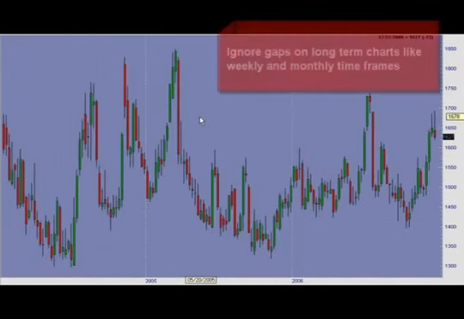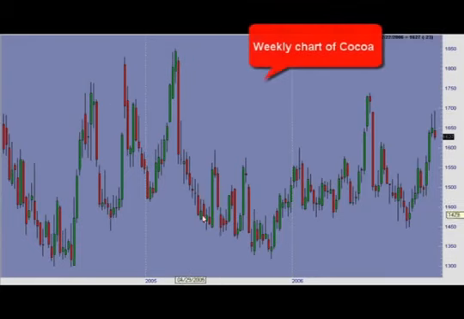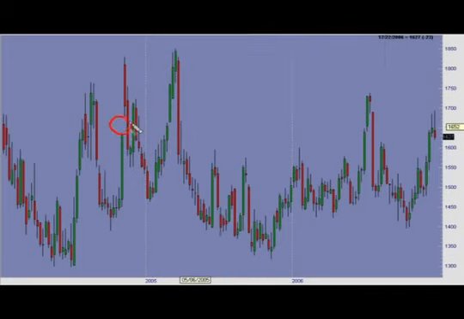Additionally, in longer-term time frames, such as monthly charts or weekly charts, it's best to ignore gaps and market interruptions and not make any adjustment at all. For example, this cocoa chart, which is set at a weekly time frame, has within it gaps and, of course, market interruptions that occur throughout the year. Despite that fact, when we determine a reversal, we still end up with a very accurate determination.